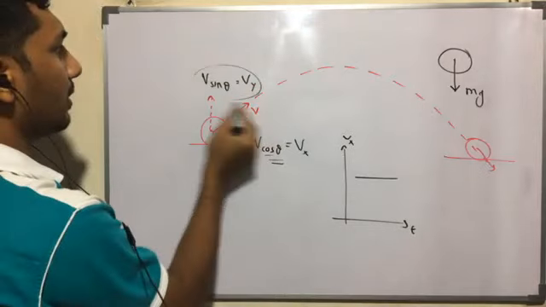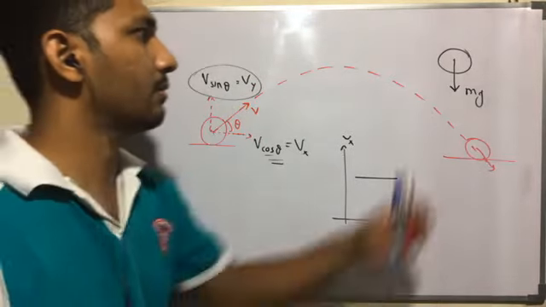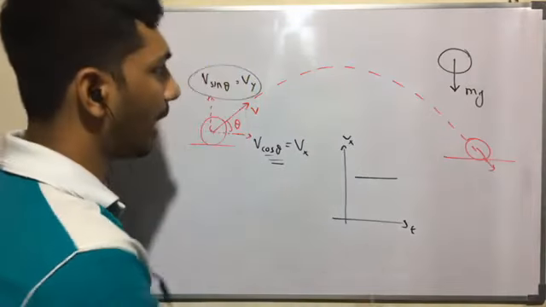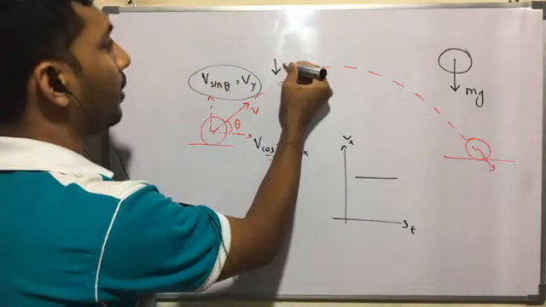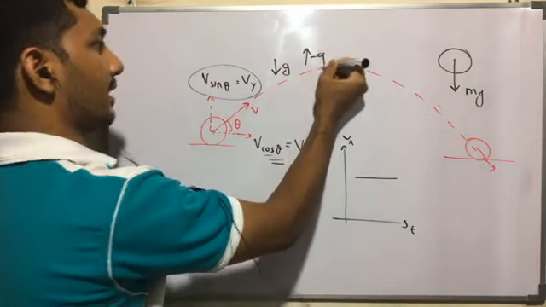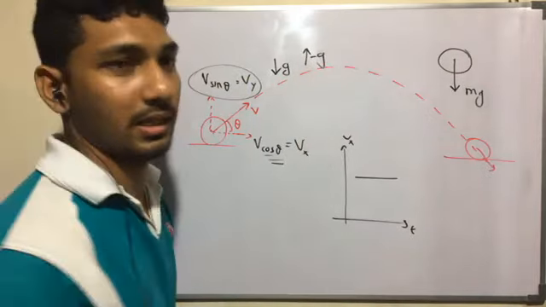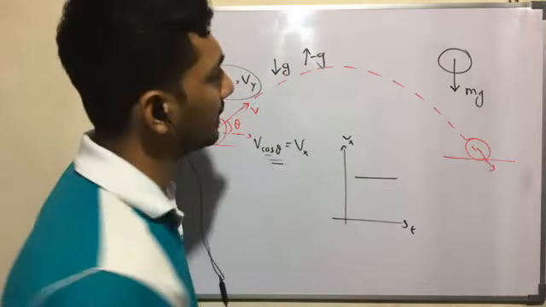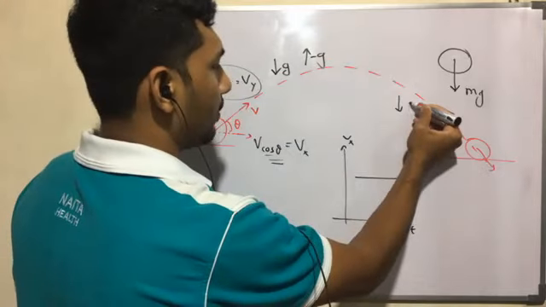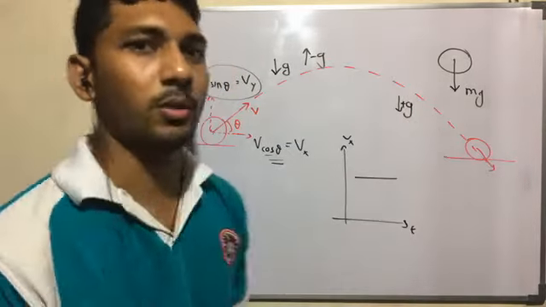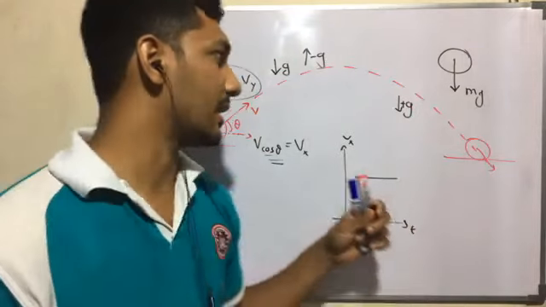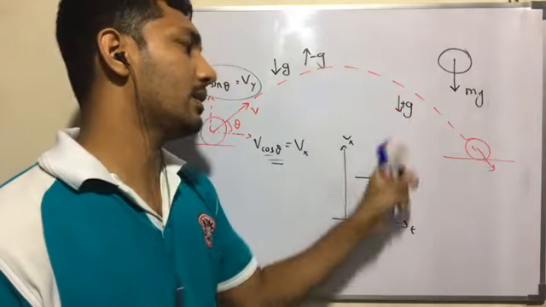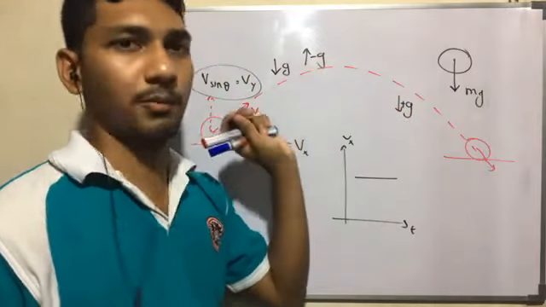The Vy, the vertical component, will be under gravity. So when it moves upwards, it will have a downward acceleration or upward deceleration, minus g. Downwards acceleration or upwards deceleration, both are correct. When it comes down, it is downwards acceleration, we don't call it upward deceleration. That's irrelevant. So we call it downwards acceleration, and this is upward deceleration.